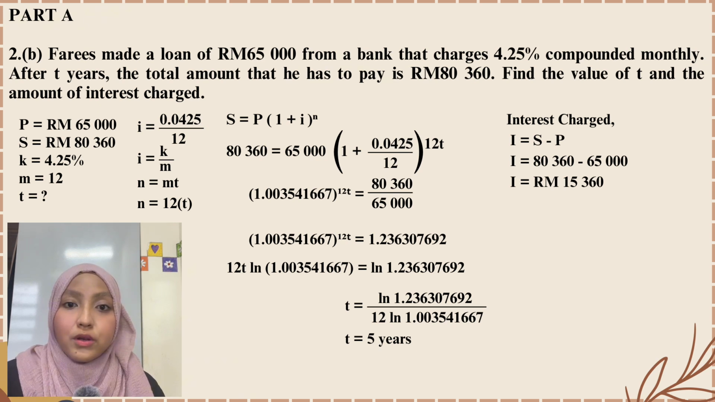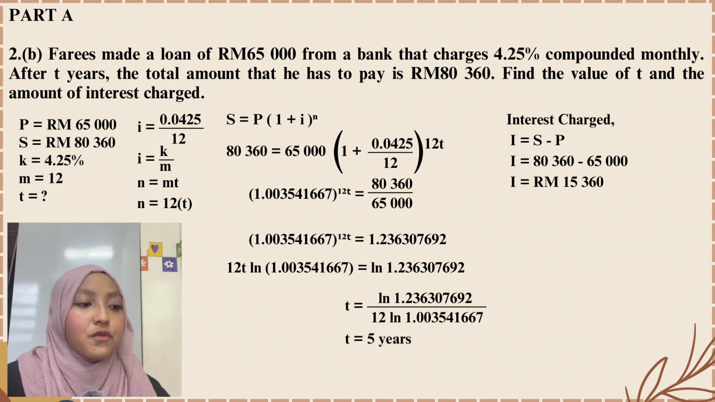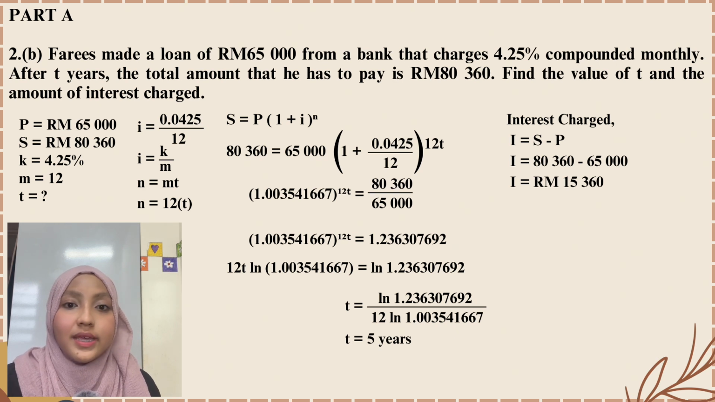So, based on the law of the logarithm, the power of 12T we can bring in front. So, 12T ln 1.003541667 equal to ln 1.236307692. So, let the T alone. We will get T equal to ln 1.236307692 divided by 12 ln 1.003541667. You will get T equal to 5 years. To find the interest charge, we need to use the formula I equal to S minus P. So, you will get 80,360 minus 65,000, and you will get the answer 15,360.